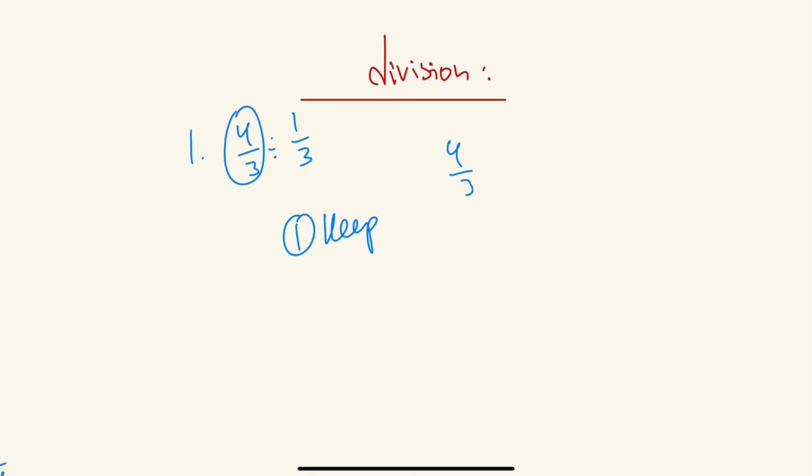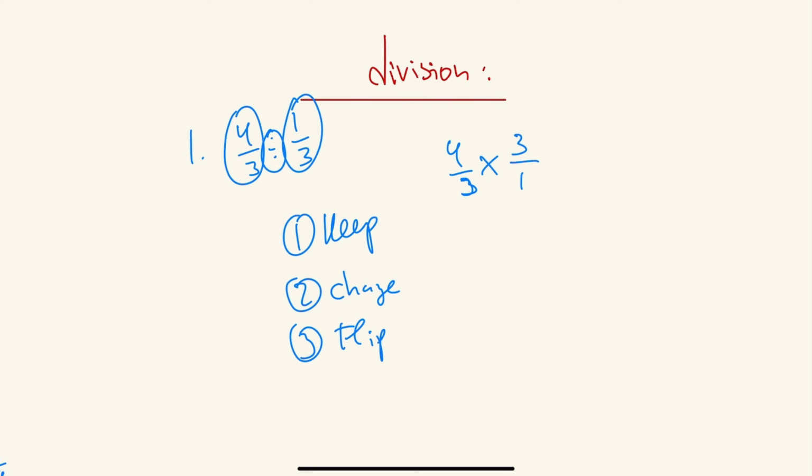So 4 over 3. Then the second step, change the sign. So change the divide sign to times. That's the second step. And the last step, flip the last fraction, so it becomes 3 over 1. And from here you can just solve it normally, as you would a normal fraction.